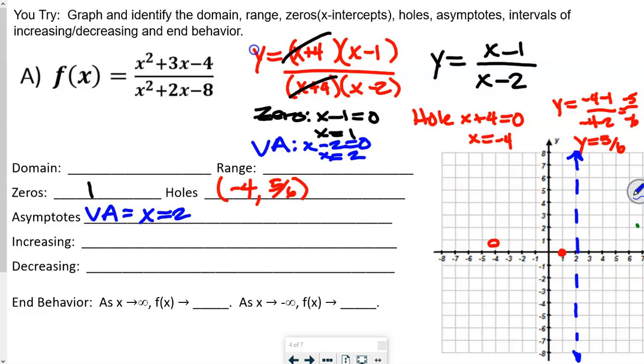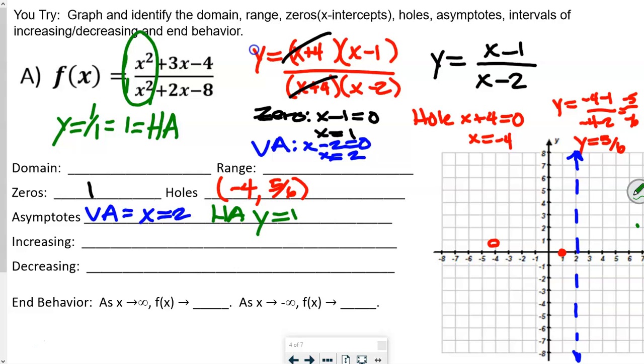And then we want to talk about our horizontal asymptote. Again, we're going to compare those two degrees right there, so that means they're equal. So we're going to say y equals, there's a 1 in front of there and a 1 in front of there, so we're going to do 1 over 1, which equals 1. So our horizontal asymptote is y equals 1. We're going to go ahead and do that one right here.